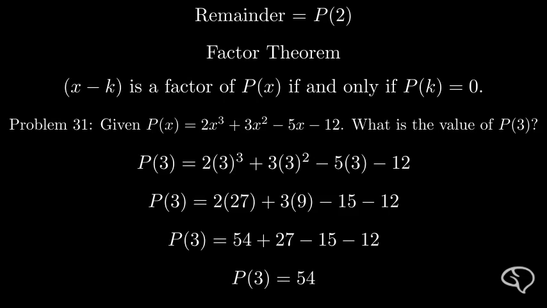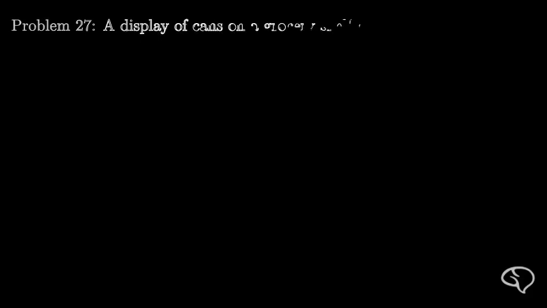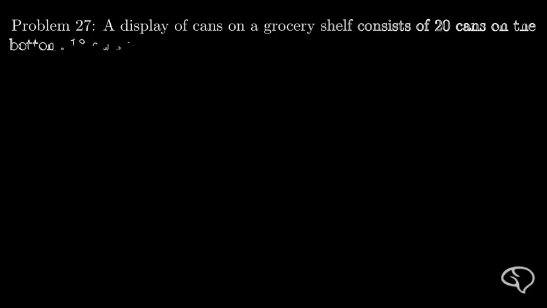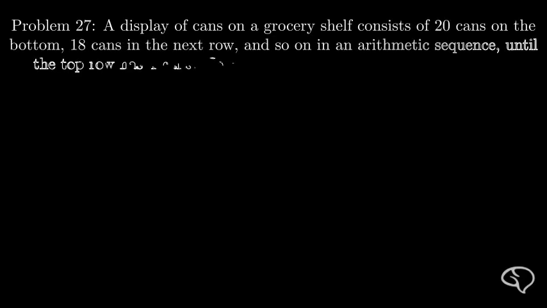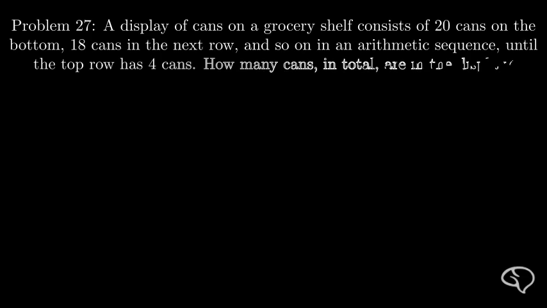This means that if we were to divide p of x by x minus 3, the remainder would be 54. We have now applied the factor theorem. Let's conclude with a word problem that combines our knowledge of arithmetic sequences and sums. A display of cans on a grocery shelf consists of 20 cans on the bottom, 18 cans in the next row, and so on in an arithmetic sequence until the top row has 4 cans. How many cans, in total, are in the display?